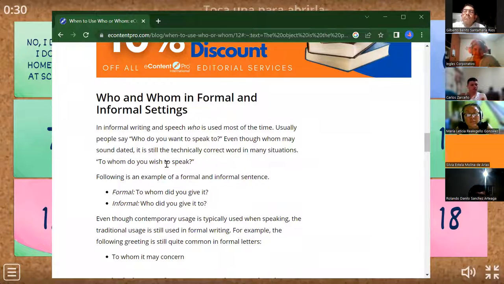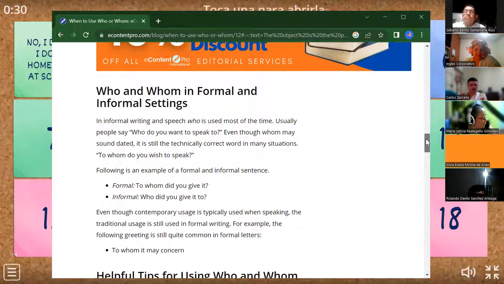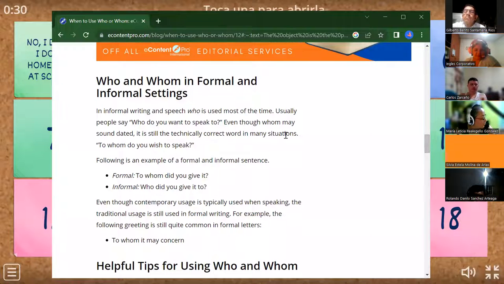It says formal, okay. To whom did you give it? Informal: who did you give it to? Both sentences mean the same. To whom did you give it?